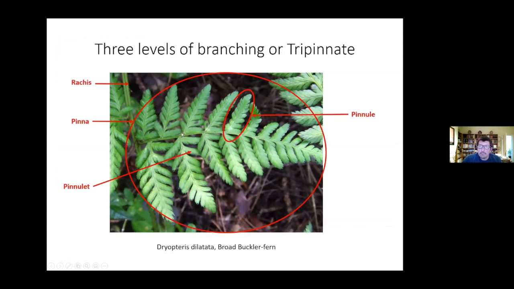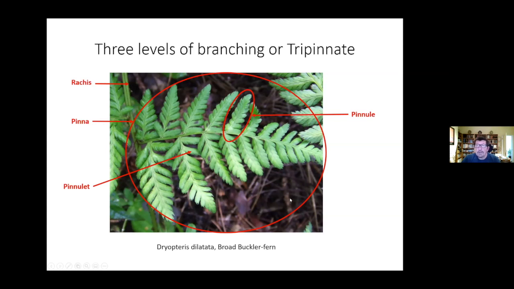These little ones here. Now, it's sometimes quite difficult to see this in the field, and sometimes it's easier to see this bit rather than this bit. Anyway, that's the third level of branching. And this is Dryopteris dilatata, the broad buckler fern.